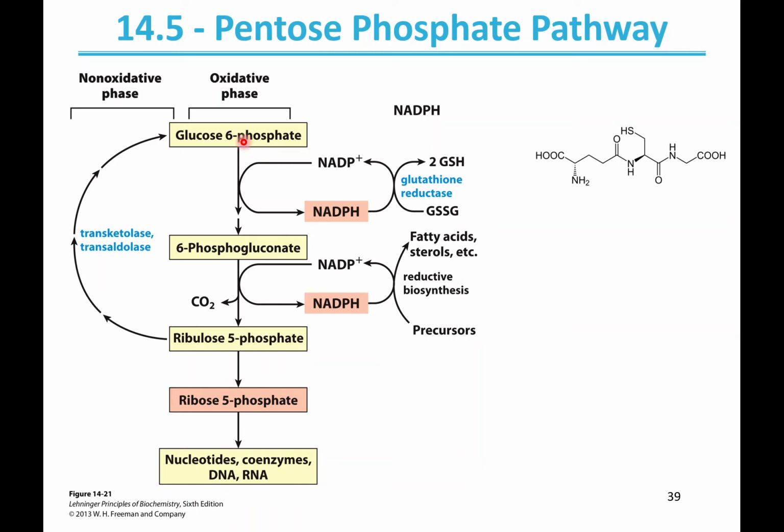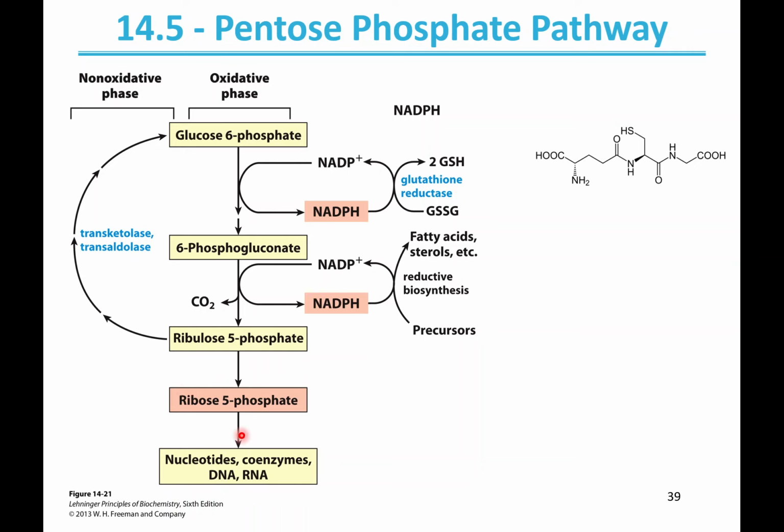Basically what you're doing is converting glucose 6-phosphate in a number of steps to ribose 5-phosphate. When you're doing that, you're creating reduced cofactors, NADPH. These enzymes in these steps use NADP+. I should also mention that going from glucose to ribose, you're losing a carbon, coming out as CO2. Ribose 5-phosphate can be used for nucleotides and some other coenzymes like ATP, GTP, DNA, RNA. So that's what that's good for.